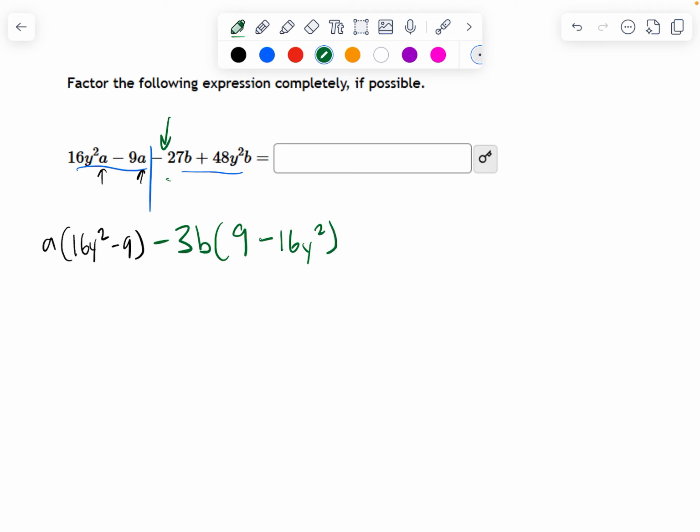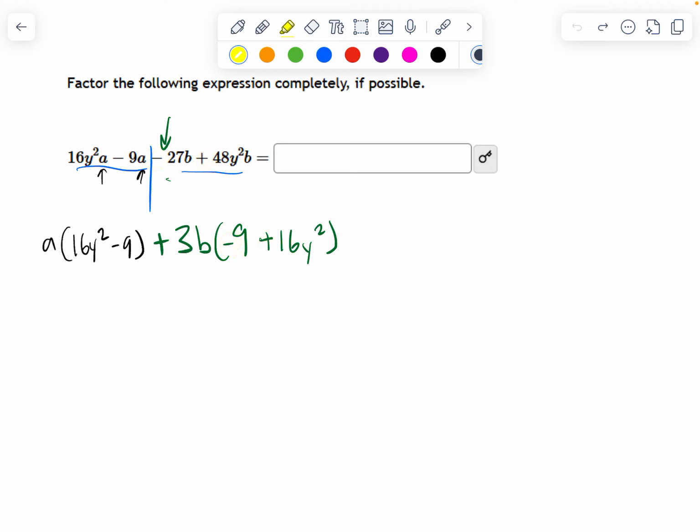Now, that looks really similar to our first parenthesis, right? We have positive 16 versus negative 16. We have negative 9 versus positive 9. The only difference between these parentheses is a sign swap. So that means that the negative that we pulled out, that swapped both of the signs on the inside, we actually didn't want to pull that out. So if we pull out positive 3b instead of negative, that keeps the 9 negative and the 16 positive, right? It just keeps the original signs.